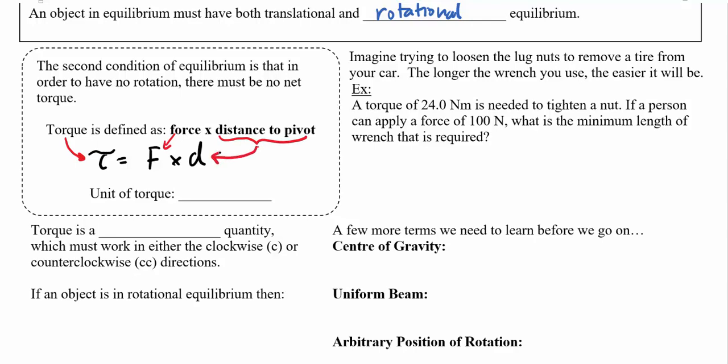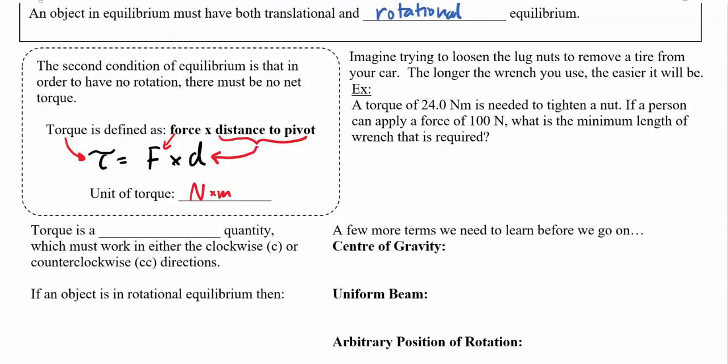And so that's different than what we've seen in the past with distance, where you're actually covering ground. Something is moving a certain distance. In this case, what we're talking about is how far removed from the pivot point the force is acting. Now, you'll note that since torque is force times distance, the units of torque are just going to be newtons times meters, or Newton meters.